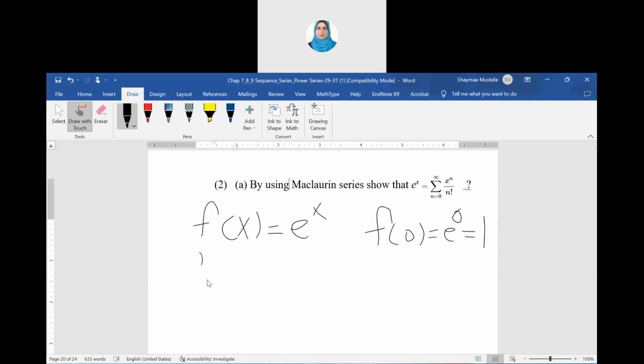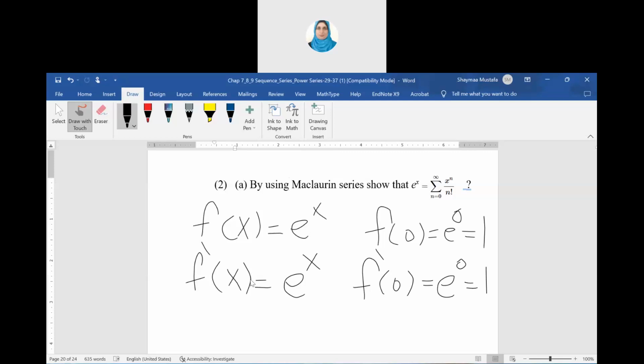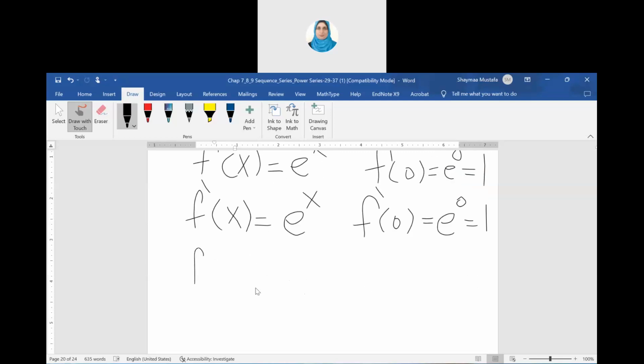Now, f prime of x. The derivative of e to the power x is the same. So the derivative at 0 is still e to the power 0, which is 1. Okay, the second derivative of f of x is e to the power x, at 0. For the Maclaurin series, you need to calculate all these values at 0.